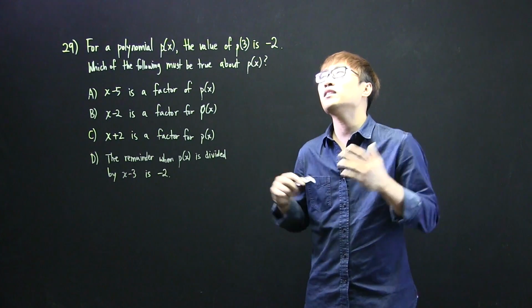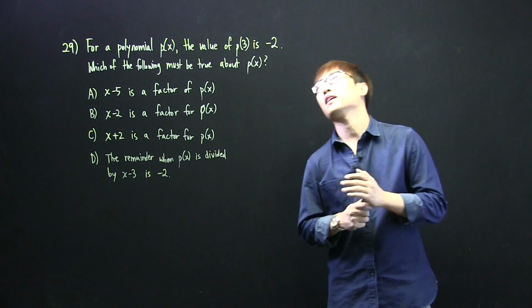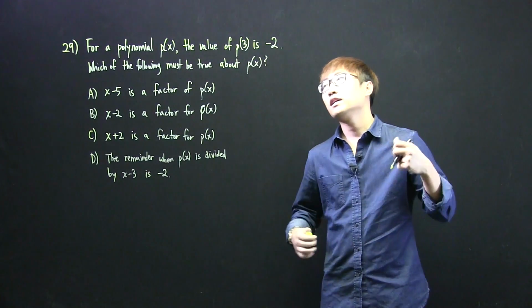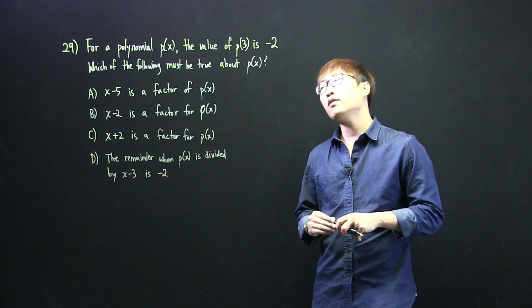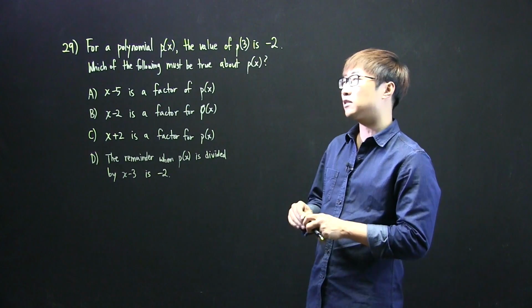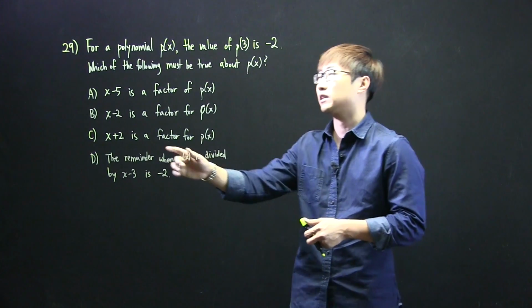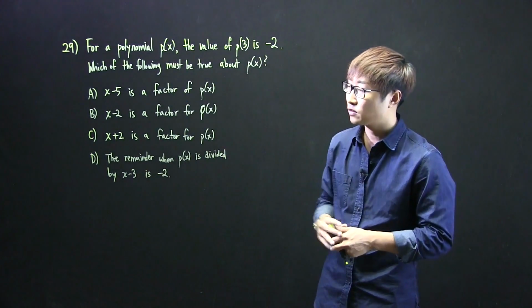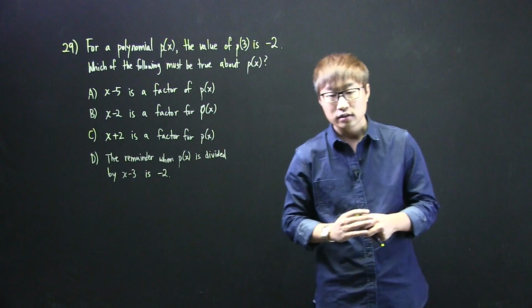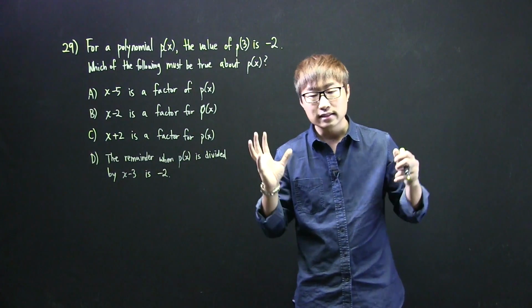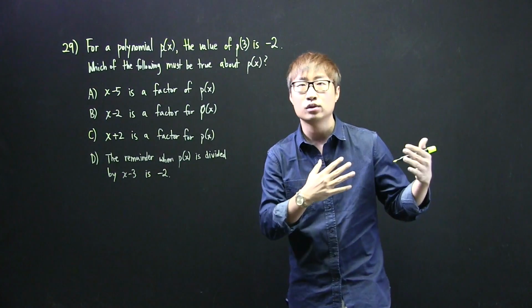It's like, what does that mean, for polynomial p of x, the value of blah, blah, blah? It's really confusing, but when I read the answer choices, it looks like something is a factor of p of x, like x minus 2, x plus 2, x minus 5, or something about remainder. So let's start from there, right? Let's think back to the factoring that we used to do, right?